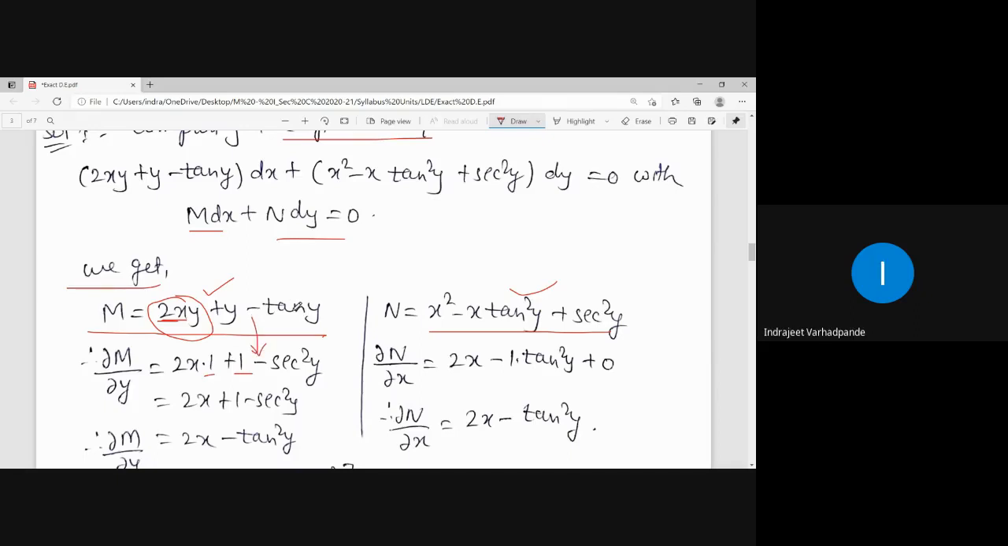Differentiation of y with respect to y, 1. Minus, what is the derivative of tan y? Sec square y. So I get the result as 2x plus 1 minus sec square y. This is the answer for del M by del y.